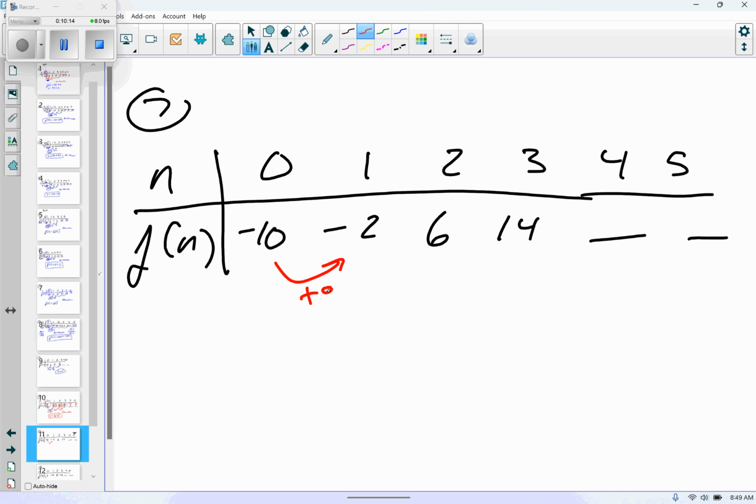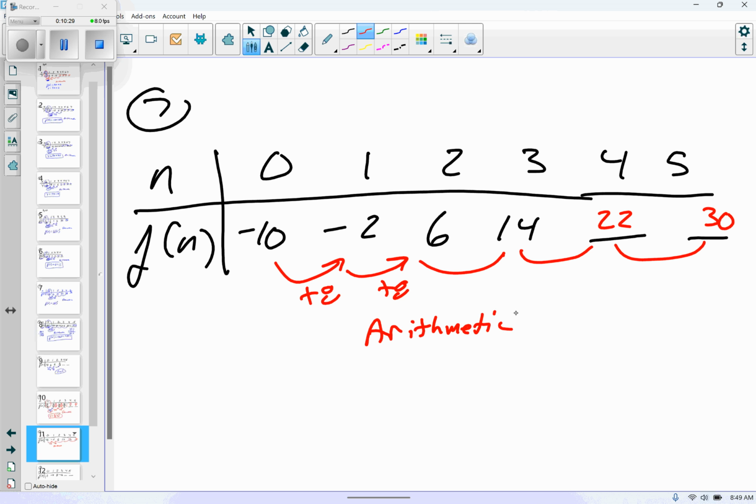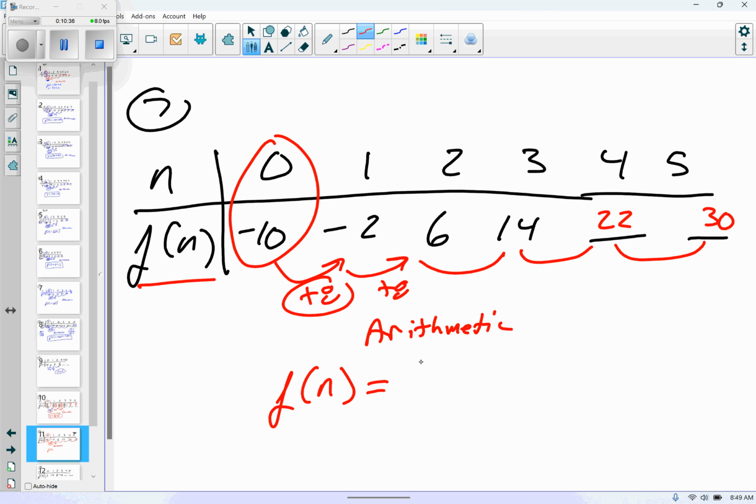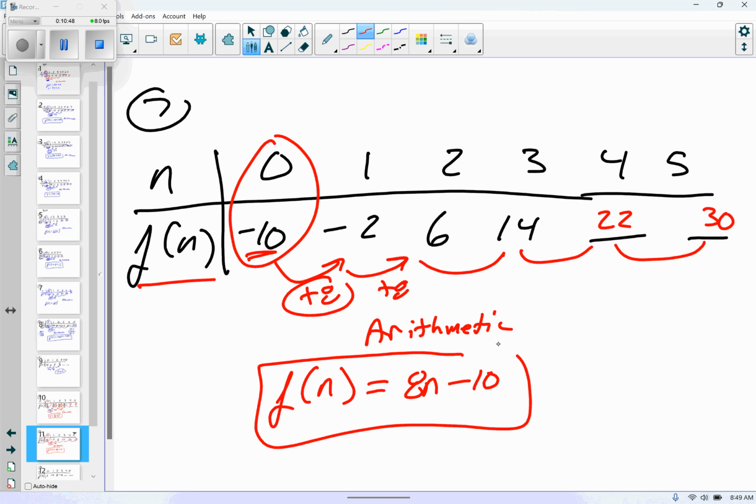Looks like I'm adding 8 to each of these. So that's 22, that's 30. So this is arithmetic because I'm adding. Remember that, and as long as that's 0, 10. So we're going to do f at n, because I want to match that, equals 8n minus 10. Just plug those in. The minus 10 goes in back. Keep the sign. And the 8 goes out in front being multiplied. Excuse me.